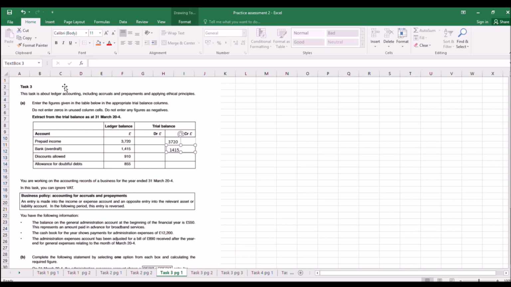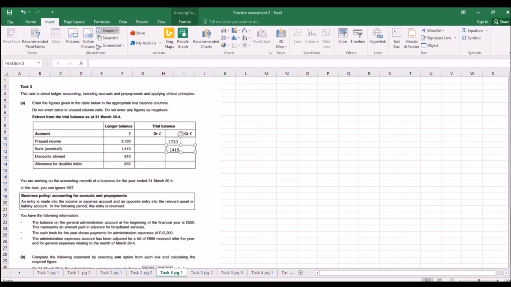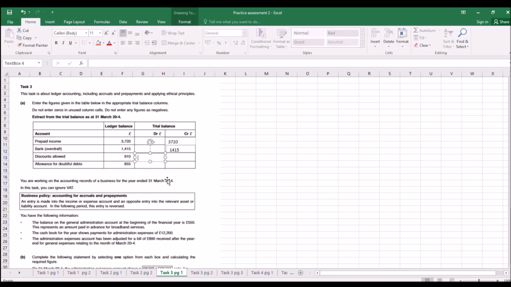Discounts allowed: the initial sale is a credit, so that would have been over here. But the discounts allowed is going to be a reduction in that sale, so it's a debit. Basically it's a reduction in the liability to shareholders, and because the liability to shareholders has been reduced, it's a debit.